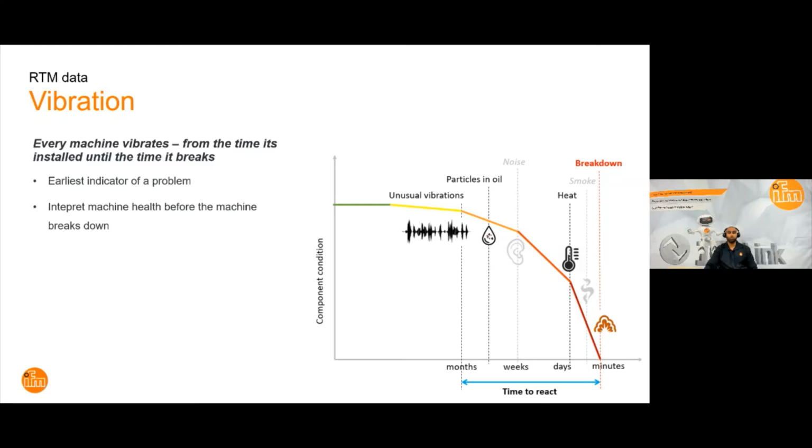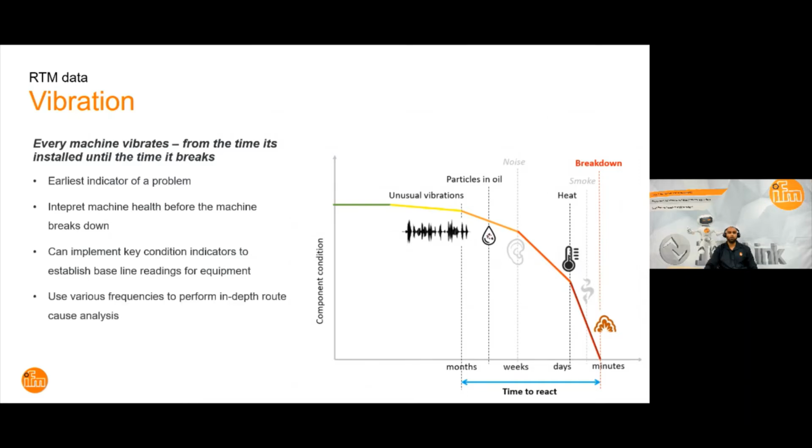So we can interpret the machine health before the machine breaks down. We can implement key condition indicators to establish baseline readings for equipment. So we can perform machine learning using information that's gathered by monitoring vibration. And we can use various frequencies to perform an in-depth root cause analysis during a breakdown.